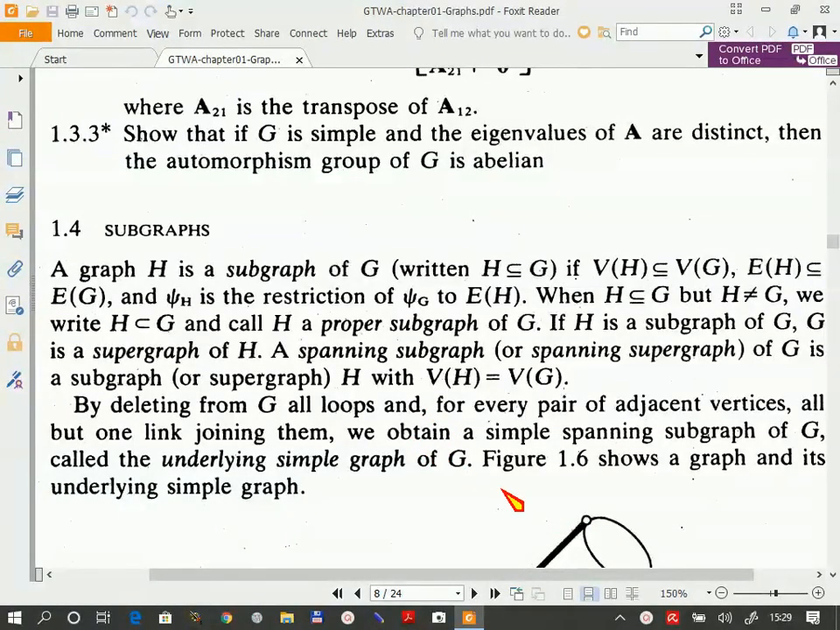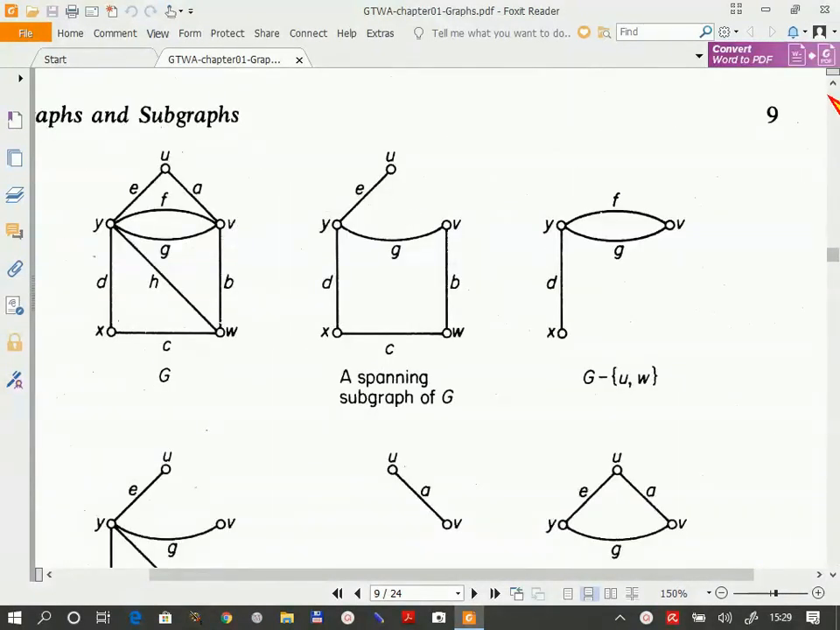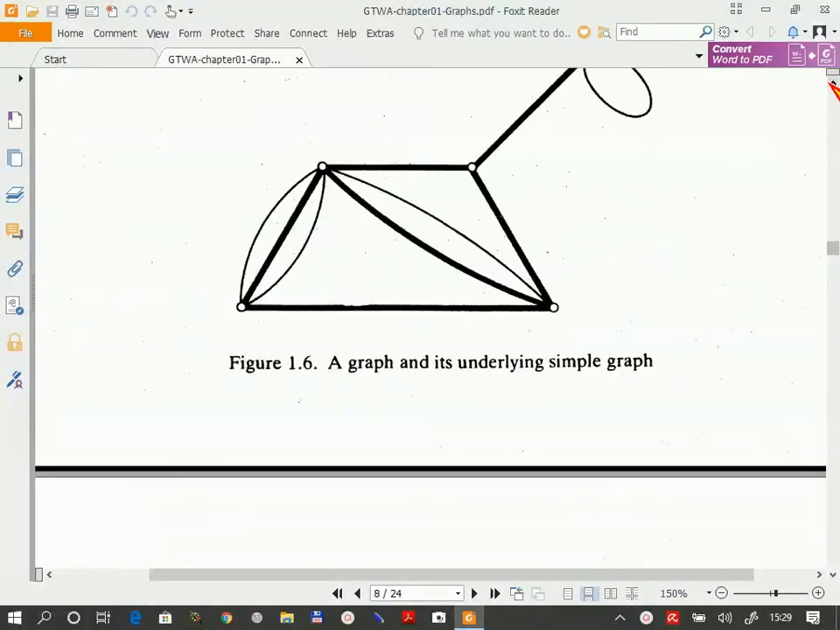When you have a graph which is not simple, you can delete all loops, you can delete all multiple edges but one between two vertices, and then you are left with a simple graph, okay? And that is called the underlying simple graph of G.